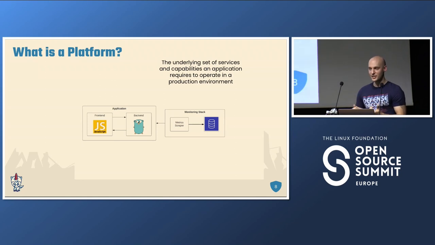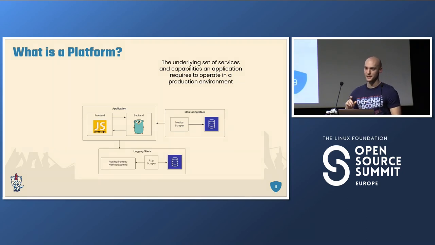Also, this application is going to emit logs, and engineers are going to want to view those logs in real time as well as query historical logs. So to do that, we need a logging stack. The app is going to emit logs to a particular directory, and we'll need a log scraper to grab logs from that directory and then forward them on to a log database. So now we have these two data sources, logging and monitoring, and we need some sort of dashboard that engineers can log into to query them.